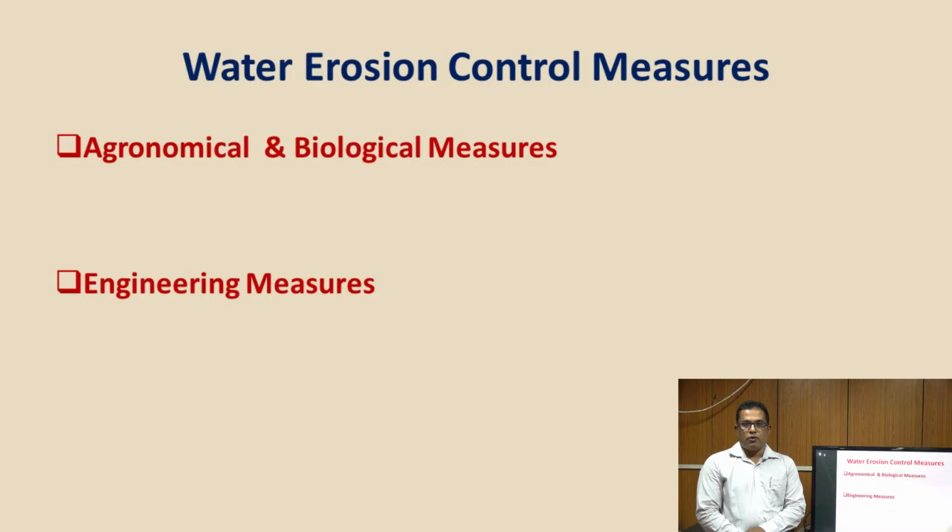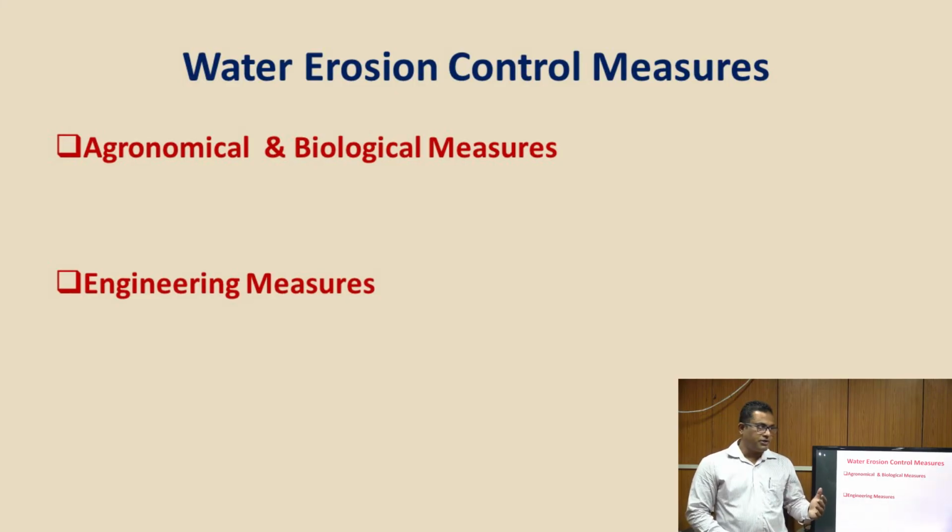This measure includes basically crop management, agricultural management, timely sowing. There are many processes involved that we will be discussing. And second is the engineering measure, which is more expensive, and these measures are adopted when control through agronomic or biological measures is not possible.